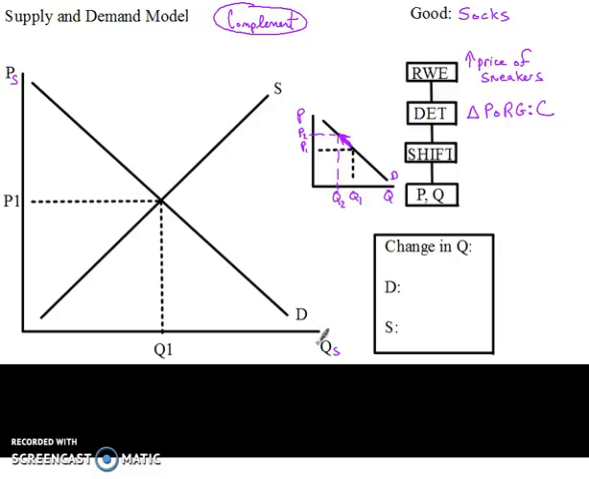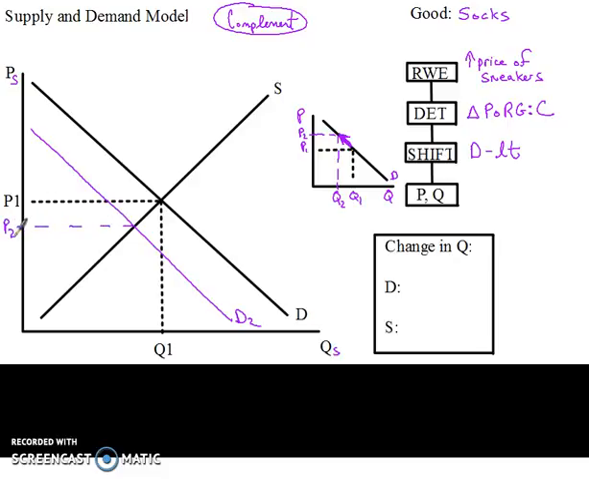Now, how does that affect the sock market? If the price of sneakers goes up, people will buy fewer sneakers. If they buy fewer sneakers, then they're going to buy fewer pair of socks. And as a result of that, the demand for socks is going to shift to the left. So if you get an increase in the price of a complement, sneakers, people buy fewer sneakers, then they're not going to need as many pair of socks.